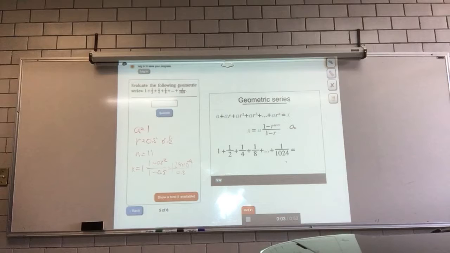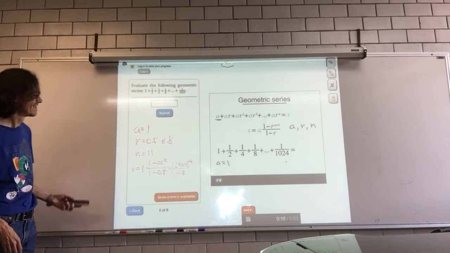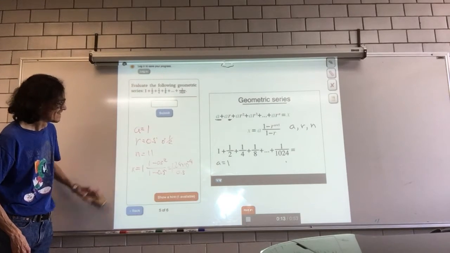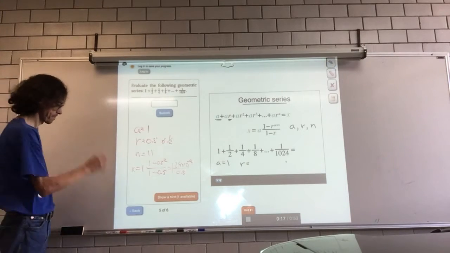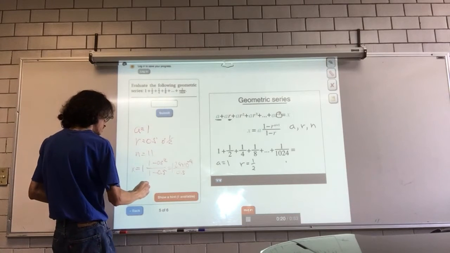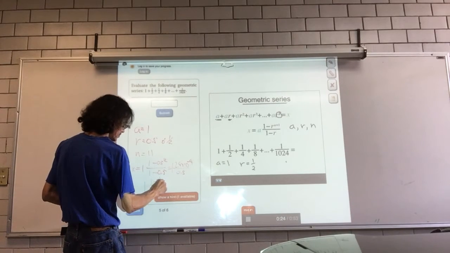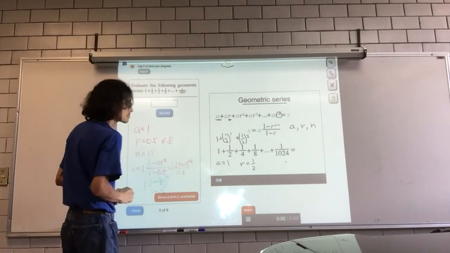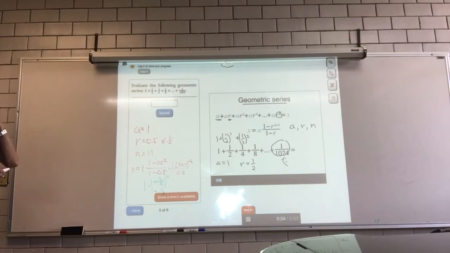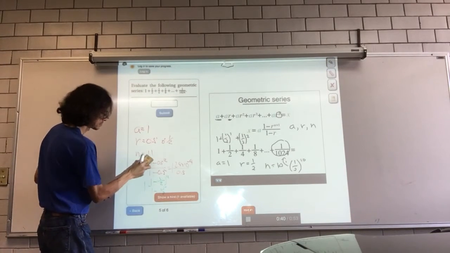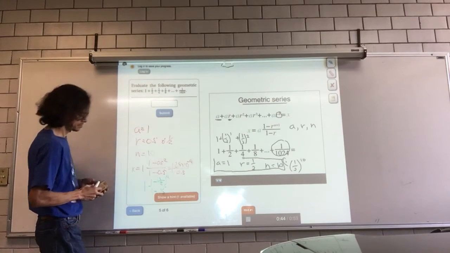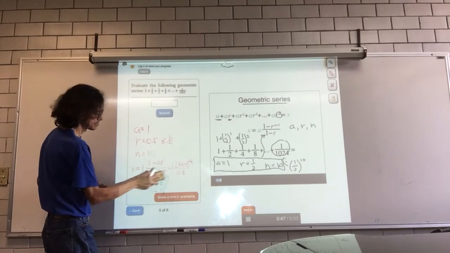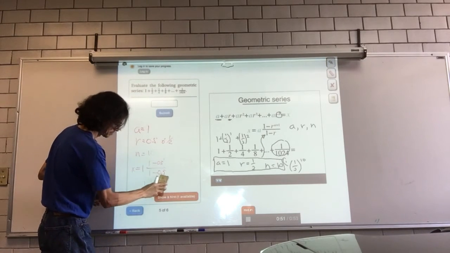Okay, so we want the sum of the series. To get that, we're going to need to know A, R, and N. A is the first term in the series, so A here equals 1. R is the ratio between the terms, and in this series, each term is half the previous one, so R equals 1 half. And now we need N, which is the highest power of the ratio. So in this case, we have 1 plus 1 half to the first power plus 1 half to the second power, this last term, 1 over 1024, that's equal to 1 half to the 10th power. So n is 10. So given that a is 1, r is a half, and n is 10, try plugging these numbers into this expression for the sum of the geometric series and see what you get.